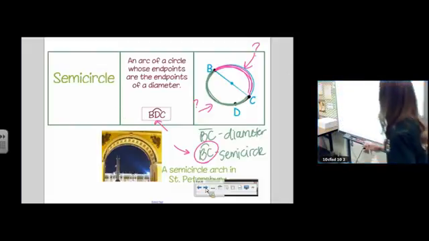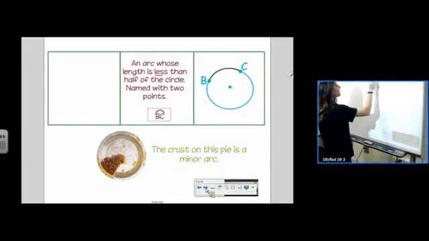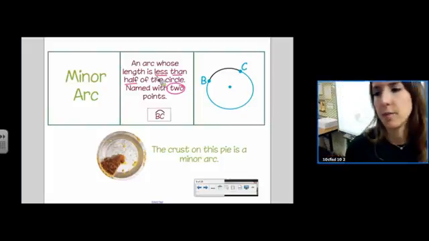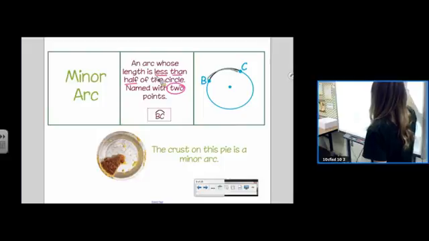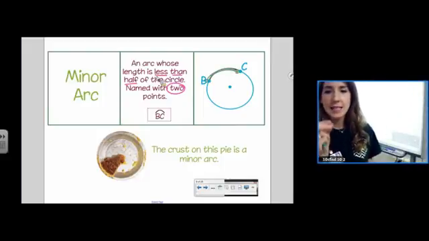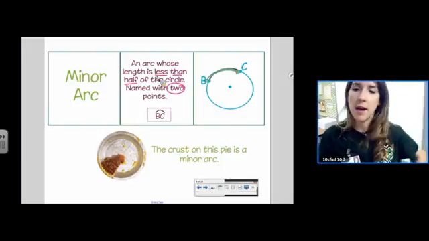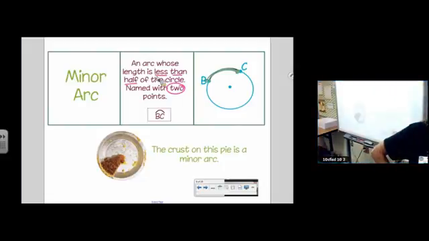Our next one, an arc whose length is less than half of the circle, and we name it with 2 points. We already talked about that. It is called a minor arc. So BC, if you only use 2 letters, it is a minor arc. It could also be a semicircle, but it is either a minor arc or a semicircle. 2 letters, minor arc.